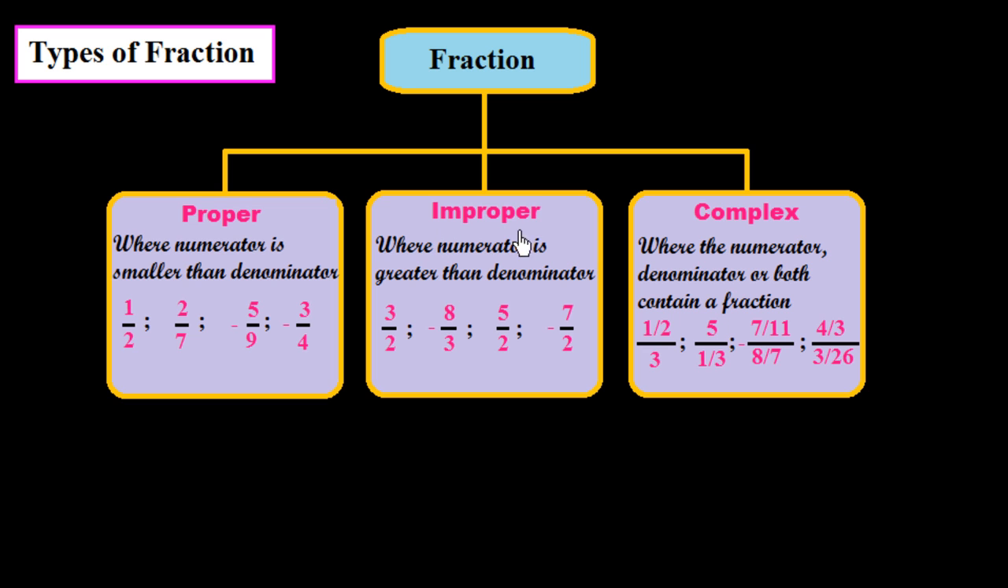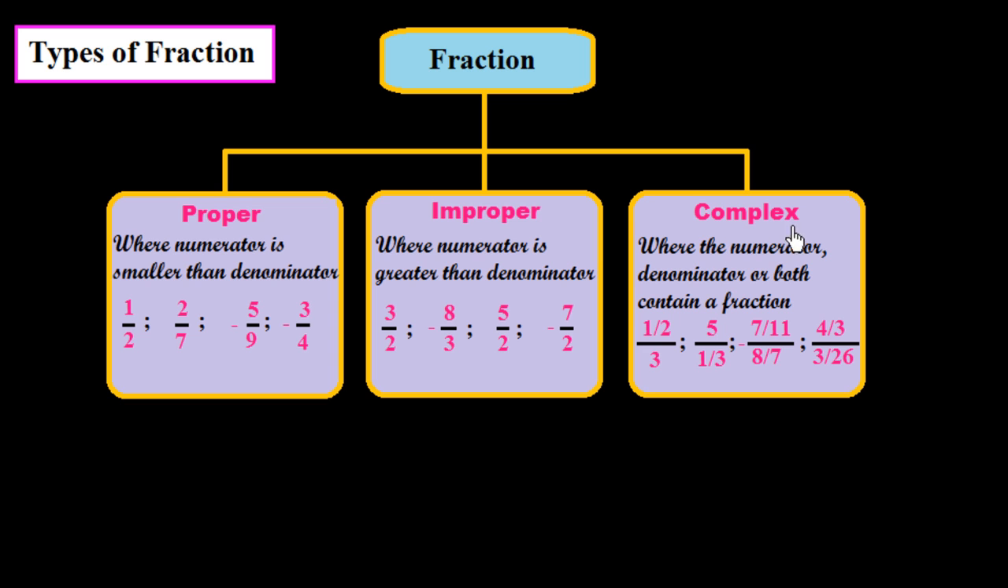Now, I would like to explain the improper fraction, where the numerator is greater than the denominator. The numerator, the upper part, is greater than the lower part. So here you see 3 over 2, where 3 is greater than 2. Minus 8 over 3, where 8 is greater than 3. 5 over 2, where 5 is greater than 2. And minus 7 over 2, here 7 is greater than 2. So these are called improper fractions.